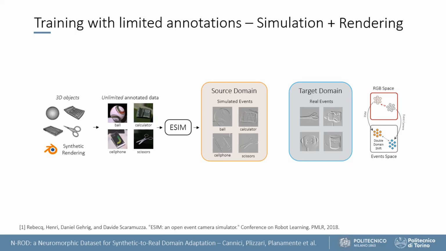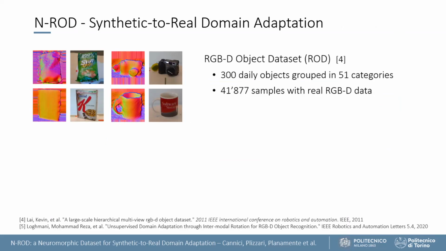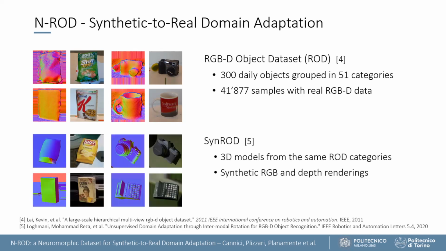In this work, we focus on this issue, which we call the synthetic-to-real domain shift, by proposing a dedicated dataset for this analysis. We start from the RGBD object dataset, ROD, which is one of the most common object recognition benchmarks in robotics. This dataset also comes with Synrod, an extension adding synthetic data from the same categories as ROD.